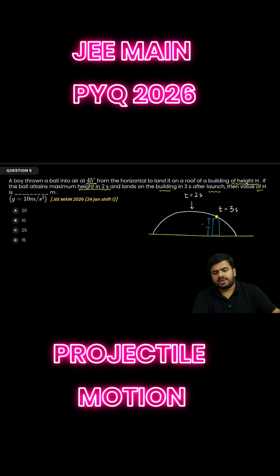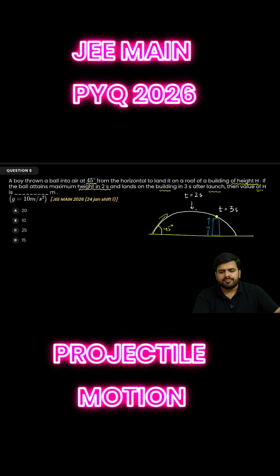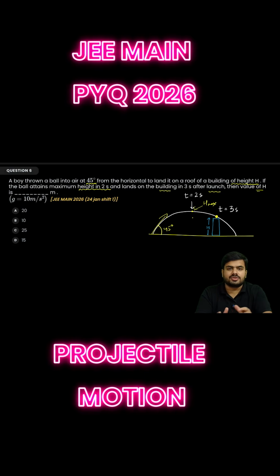If you see the particular diagram here, this is the initial angle of projection at 45 degrees being projected. Now this is the maximum height, the h max point. To reach h max, it takes 2 seconds of time. So the total time of flight I can get here as 4 seconds.